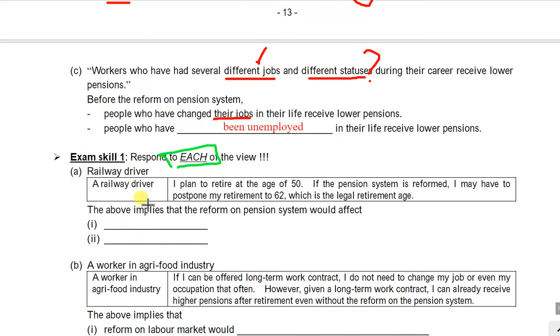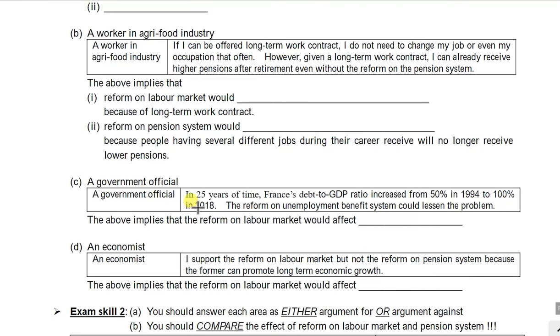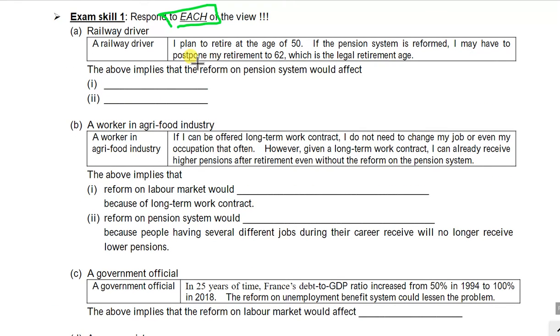I have extracted each of the views here, and let me go through them together with you one by one, and let's see how we can make use of the views to answer the question. So the first one is the railway driver. He says that he has to postpone the retirement to 62. And of course, if people retire later, this will affect two economic variables. Which economic variables will this affect if the people retire later?